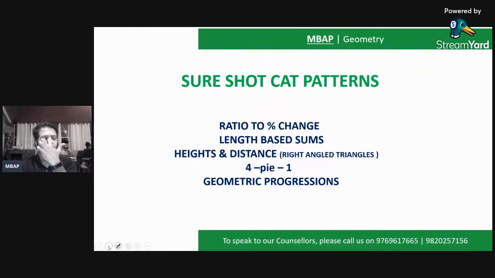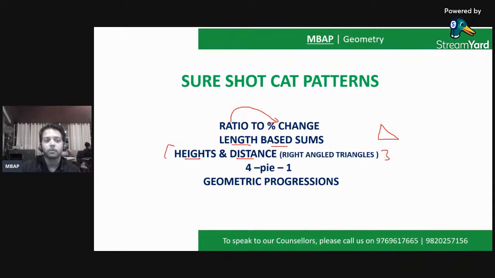Cool. Now, there are a couple of sure-shot CAT patterns which usually come up in the examination. When I say pattern, I mean pattern-based questions. And these questions are of the following types. One is the change in ratio to change in percentage. Second is length-based questions where you have to symmetrically cut the diagrams and find out the length. Third, you will see questions based on heights and distances, where you will see ladder-based questions, or lamppost or ship-based questions, right? And these are the most standard questions.